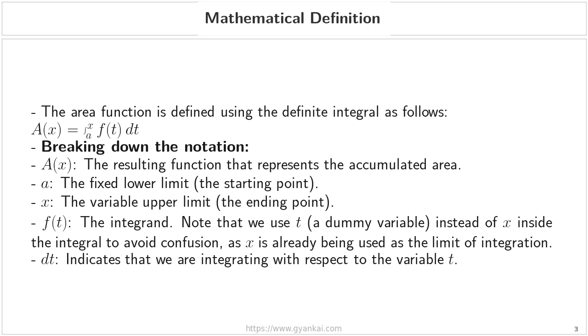Finally, dt simply indicates that we are integrating with respect to the variable t. It tells us that we're summing up infinitely thin rectangles with width dt and height f(t) to find the area. So, putting it all together, this formula, A(x) equals the integral from a to x of f(t) dt, gives us a powerful tool to analyze how the area under a curve changes as we move along the x-axis. In the next slide, we'll see a real-world example of how this concept applies to distance and velocity, which will help to further cement your understanding.